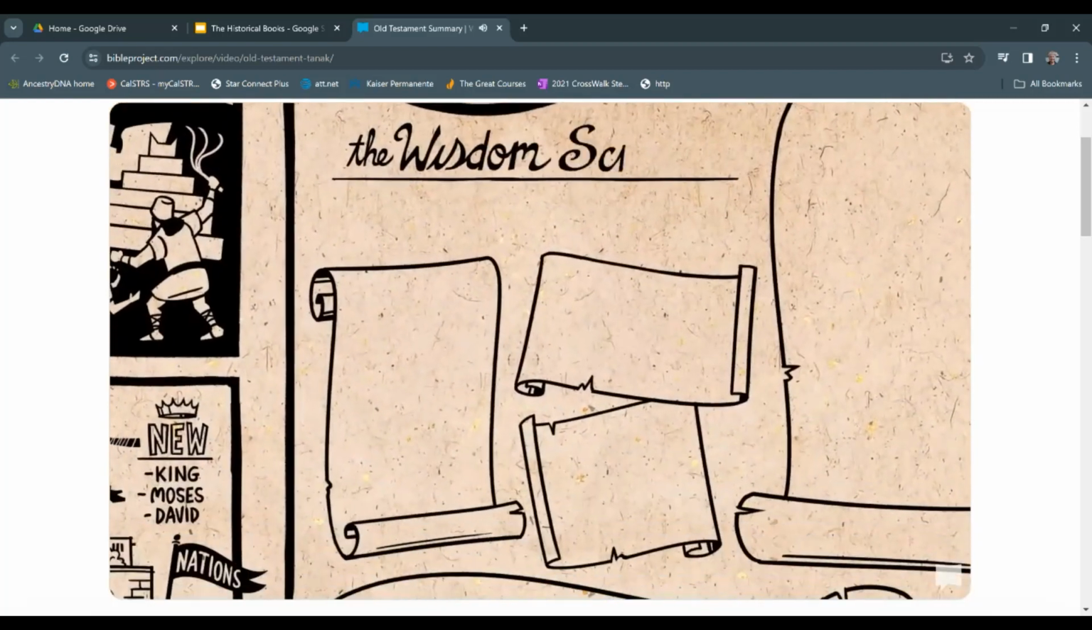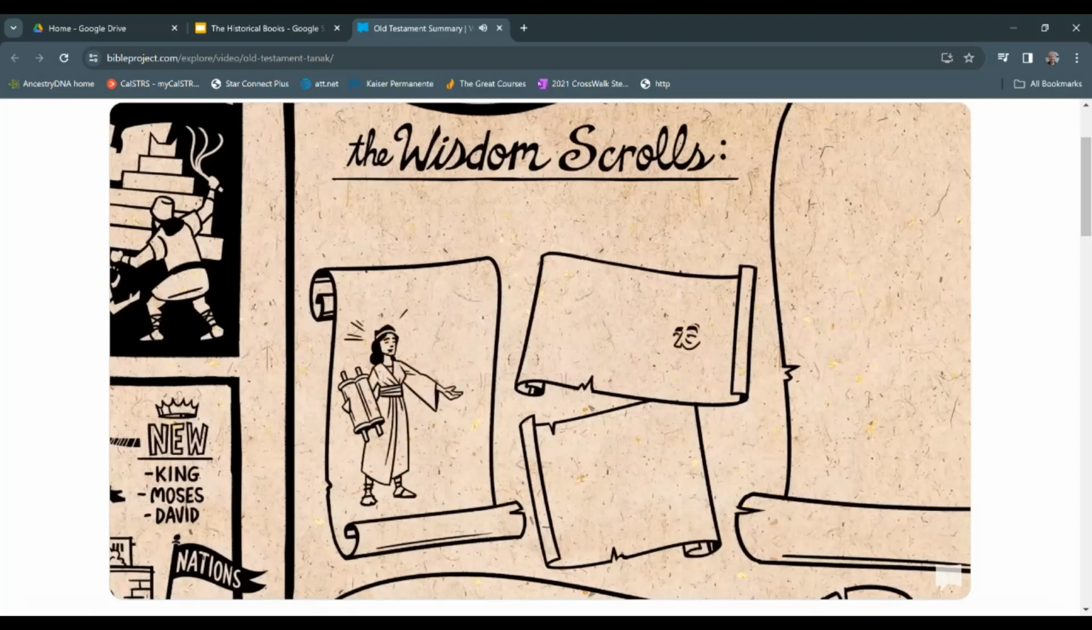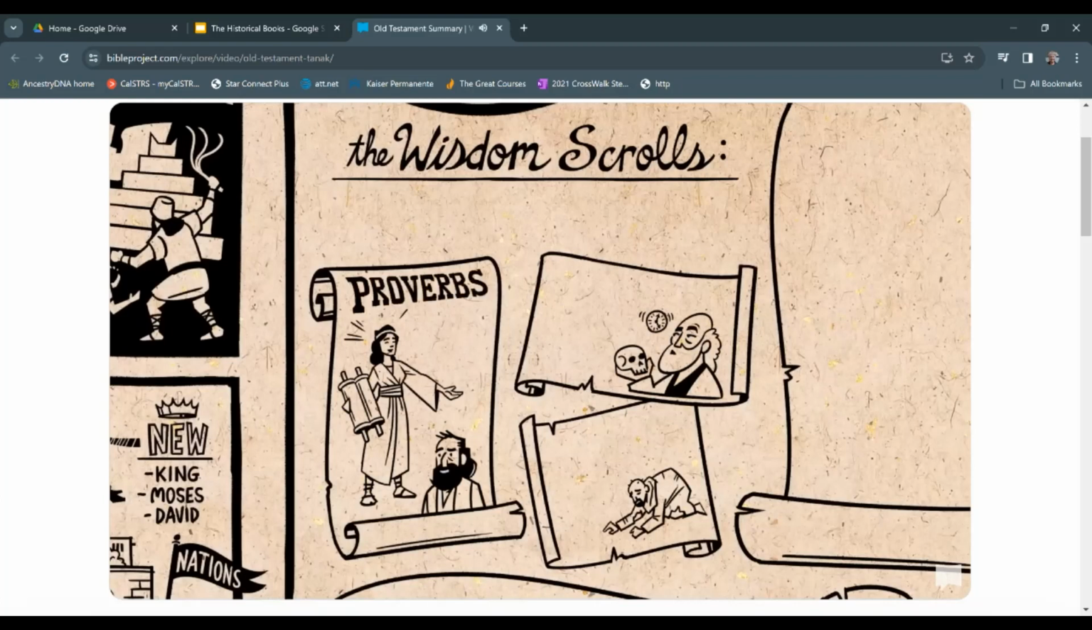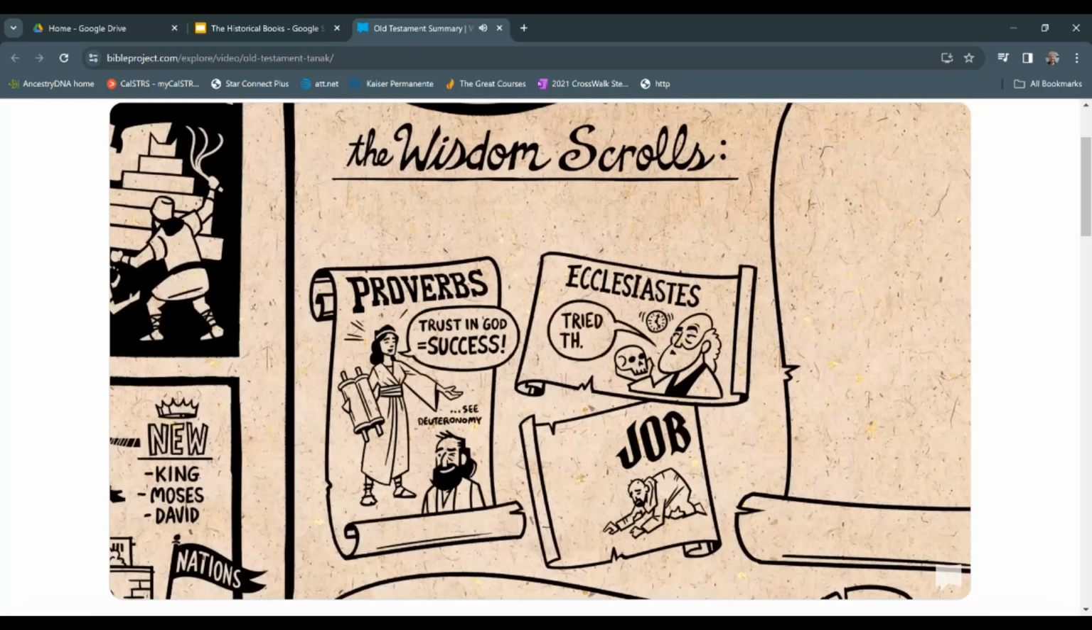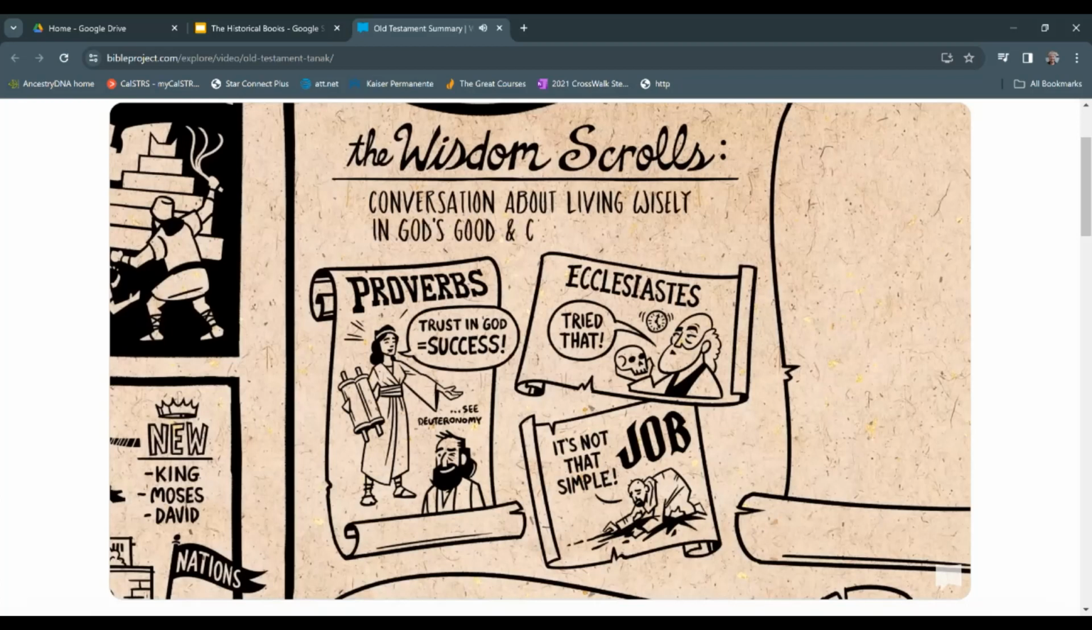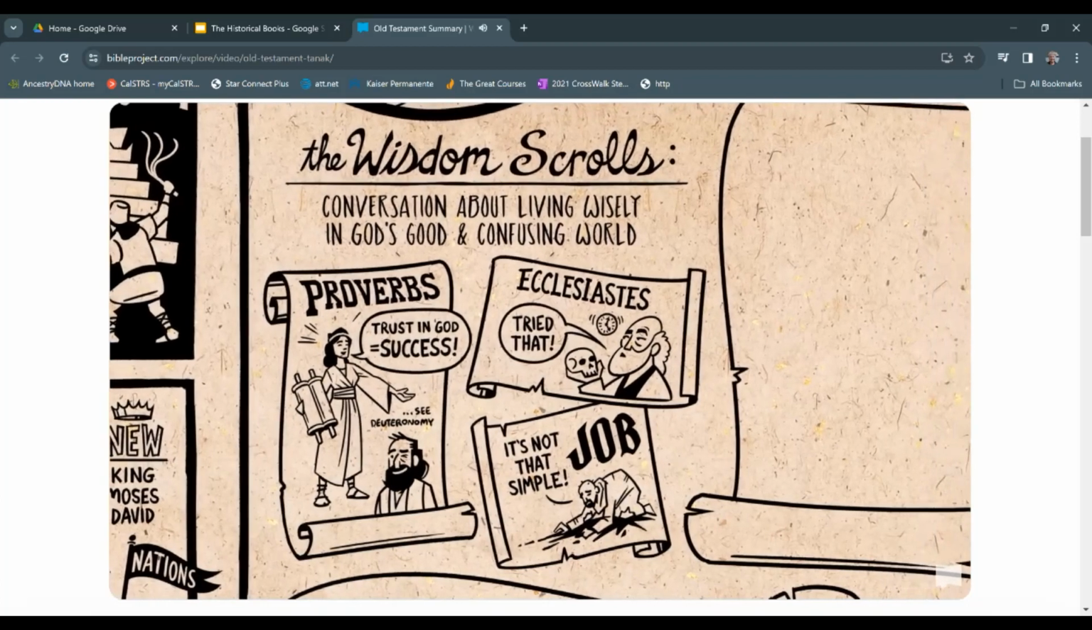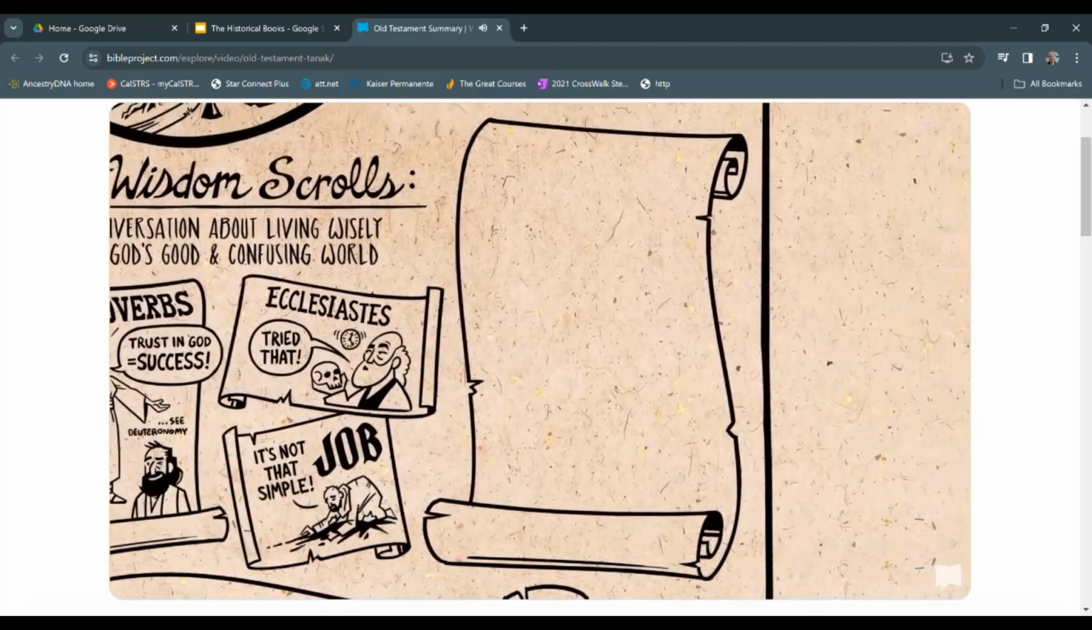Then there are the wisdom scrolls that address some of the most difficult questions raised by the story of the Torah and the prophets. So Proverbs sounds like Moses in the Torah. Trust in God, be faithful and obedient, and you'll have peace and success. But then Ecclesiastes and Job reflect back on Israel's complicated history and say, yeah, we tried that, and it's not that simple. These 3 books carry on a profound conversation about what it means to live wisely in God's good and often confusing world.